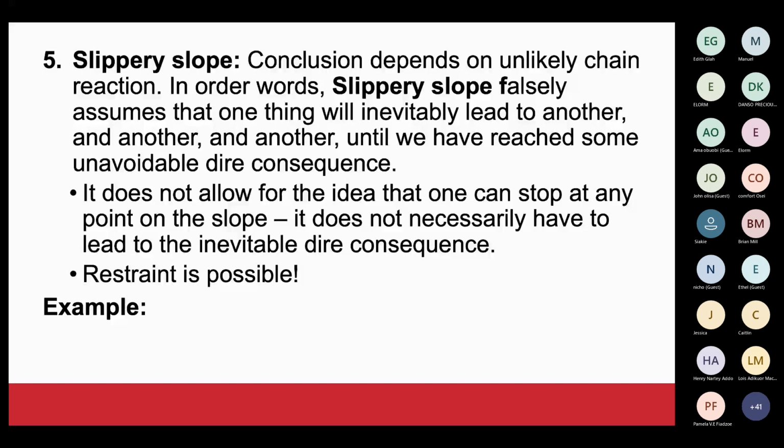So it does not allow for the idea that one can stop at any point on the slope. All right, so that is one of the problems. It does not allow that one problem can actually end. So it is a fallacy. And it does not necessarily have to lead to the inevitable consequence. So it does not have to lead to the most dangerous end of the issue. So it means that in actual fact, there can be a restraint. In actual fact, it can stop somewhere.